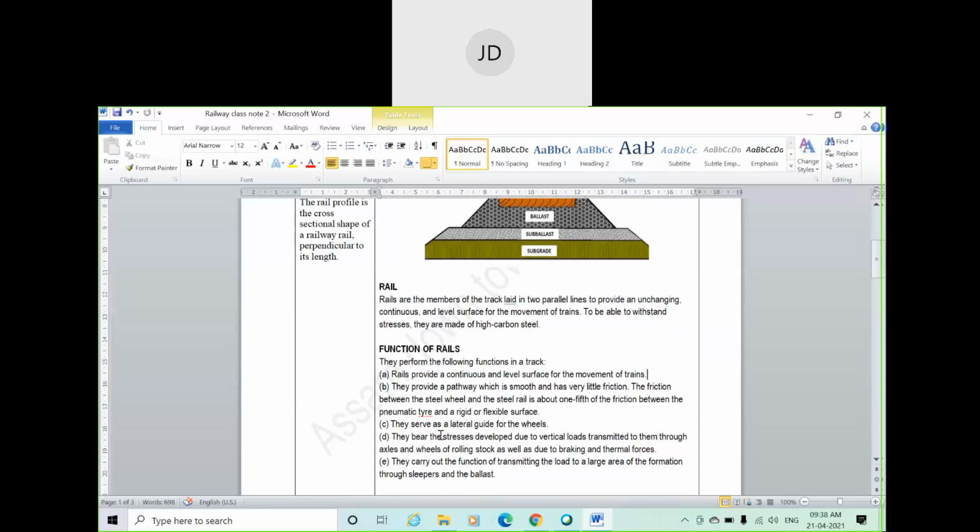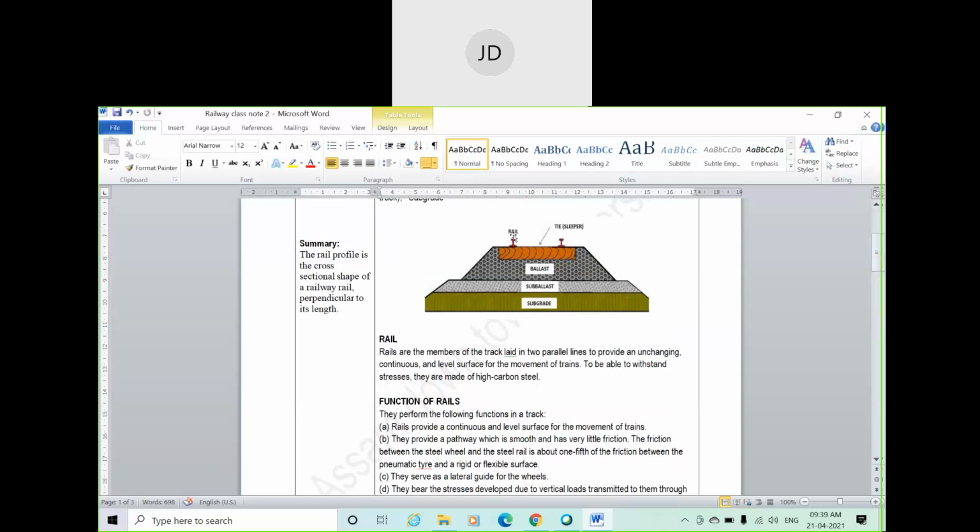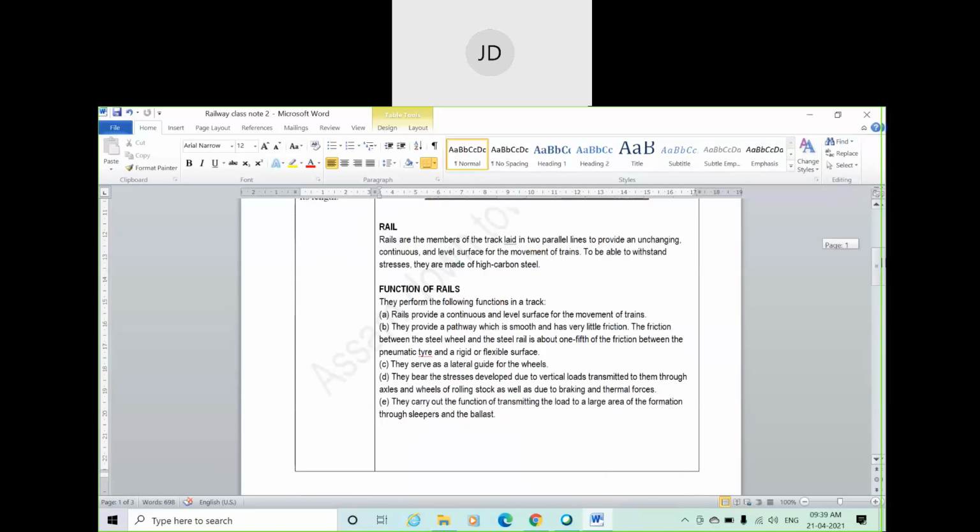Okay, so the rail serves as a lateral guide for the wheel. Why is it called a lateral guide? That means they restrict the wheel from moving in a lateral direction. They will not allow it to go left or right. They will go only straight. So they serve as a lateral guide for the wheel. Wheel means the train wheel.